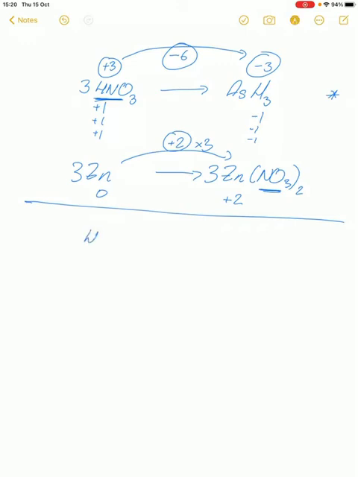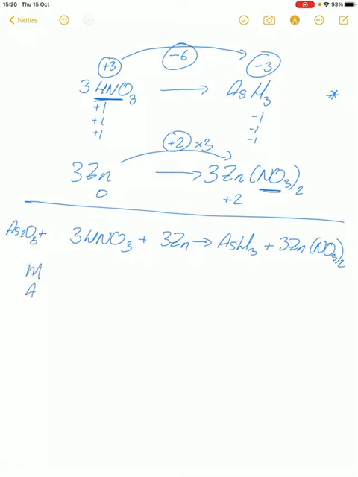So we've got HNO3, 3 of those, with 3 zincs, which goes to AsH3 plus 3 zinc nitrates. I am missing the arsenic, so I'm going to put that over here as well. So As2O3, and I'm now going to do the kind of macho as we go down here.